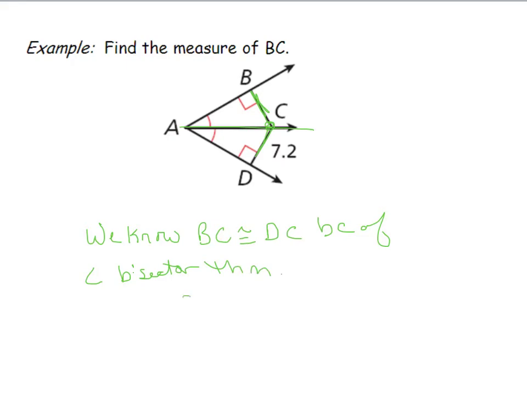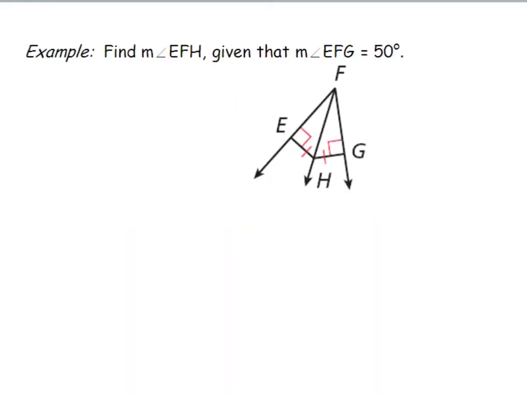Okay, so if DC is 7.2, well, BC has to be 7.2. I want you to talk it through just like this, you guys. It's going to help you out in the long run. Okay, I want you guys to try this one and then hit play again and then we'll go over this.